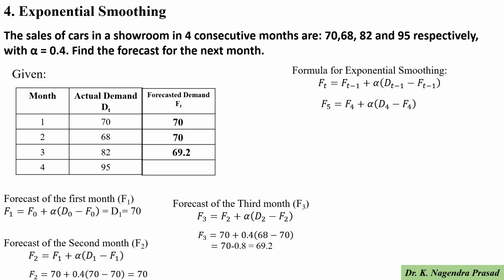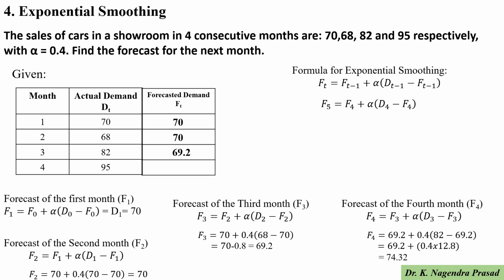Next we move to F4, the forecast of the 4th month, which is F4 equal to F3 plus alpha into (D3 minus F3). Then F3 is 69.2 and D3 is 82. Then F4 equal to 69.2 plus 0.4 into (82 minus 69.2). Then F4 equal to 74.32.